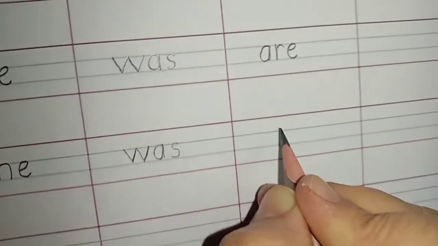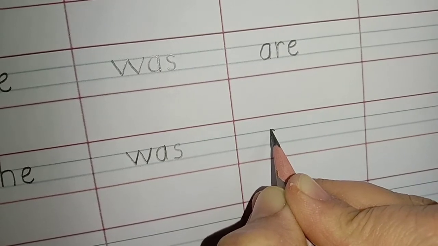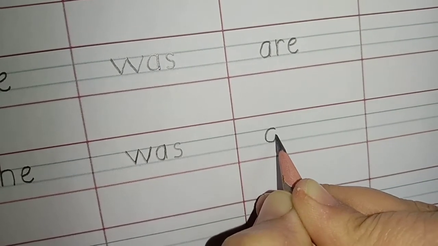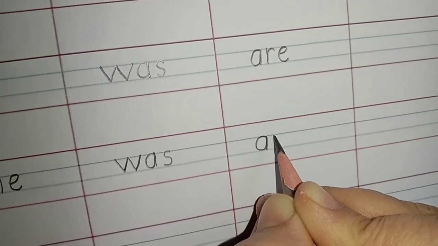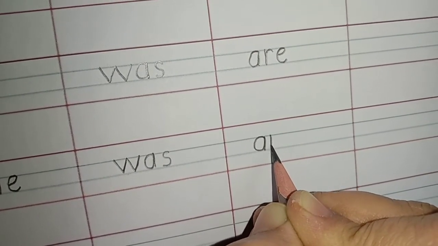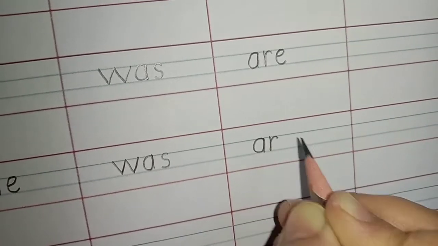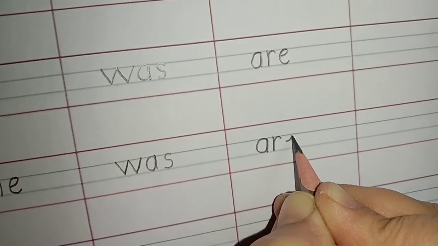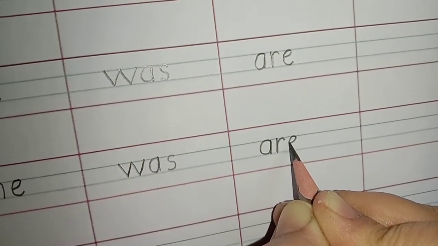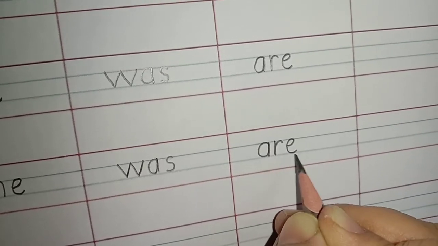A-R-E. Now again we will write. For alphabet A, make a C curve, go up, come down, standing. For alphabet R, make a standing line, go up and make a curve on first blue line. For alphabet E, make a small curve, touch the first blue line, then make a C curve and touch the second blue line. A-R-E.